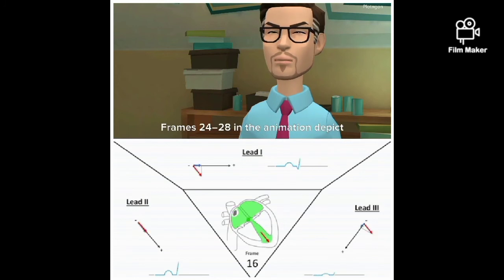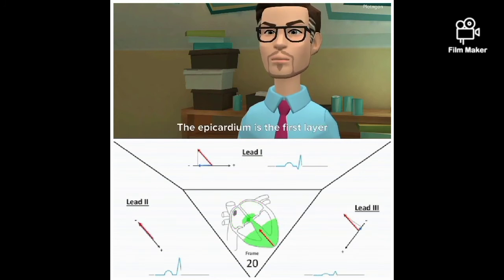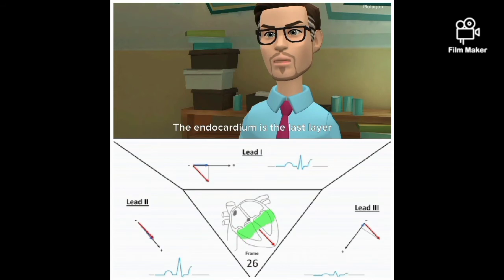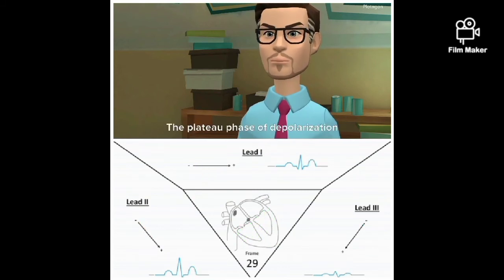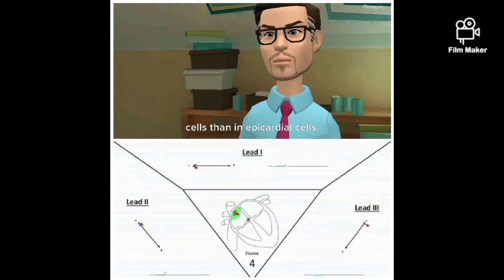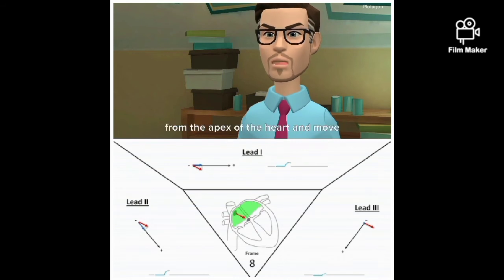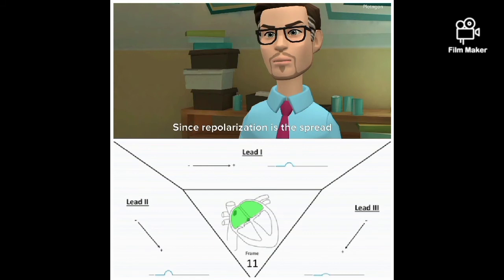Frames 24 to 28 in the animation depict repolarization of the ventricles. The epicardium is the first layer of the ventricles to repolarize, followed by the myocardium. The endocardium is the last layer to repolarize. The plateau phase of depolarization has been shown to last longer in endocardial cells than in epicardial cells. This causes repolarization to start from the apex of the heart and move upwards.